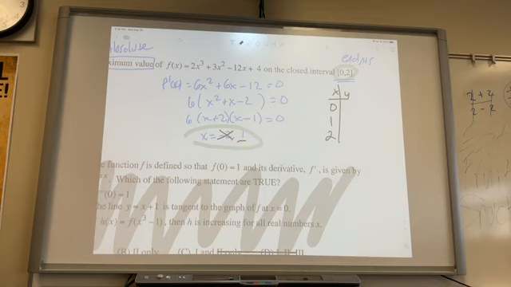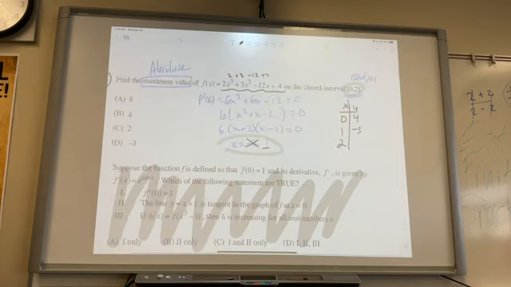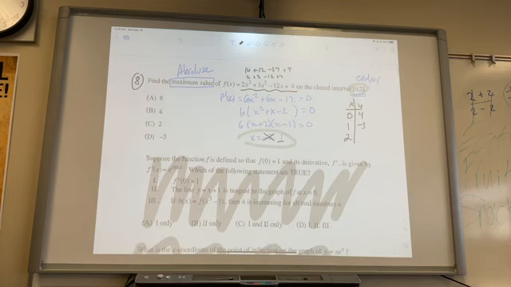Then we plug in the original. The answer is 4. Wait, isn't it? Oh. Well, actually, 28 divided by 4, 8. The maximum value is 8.